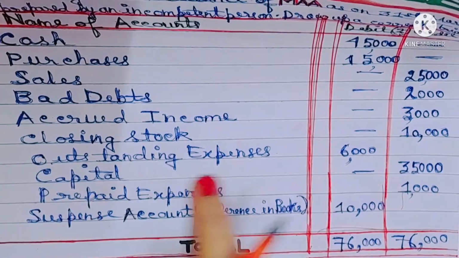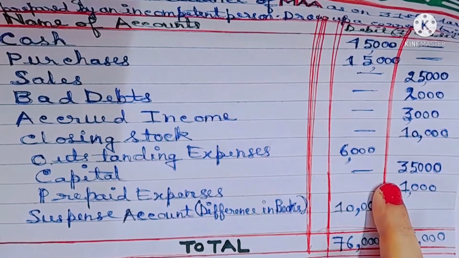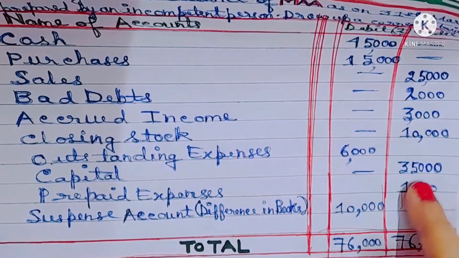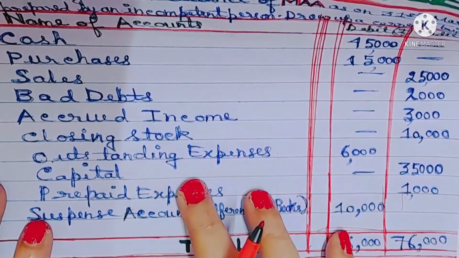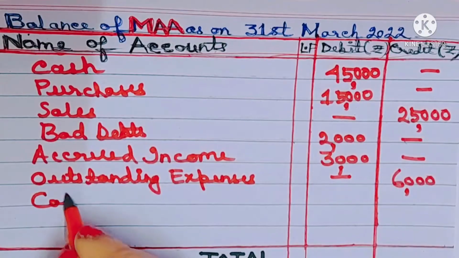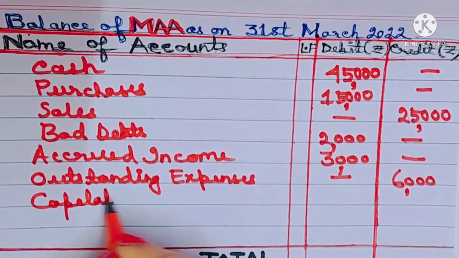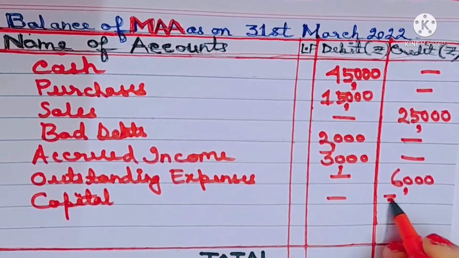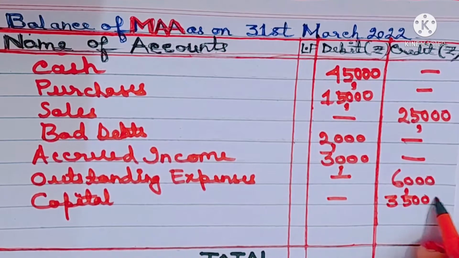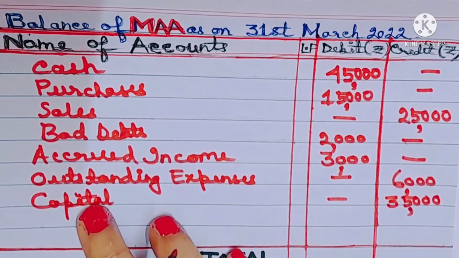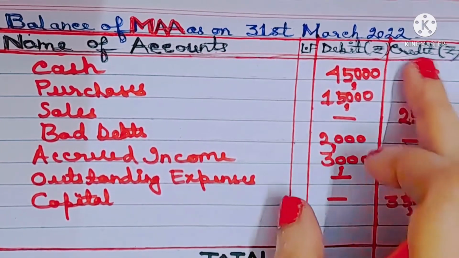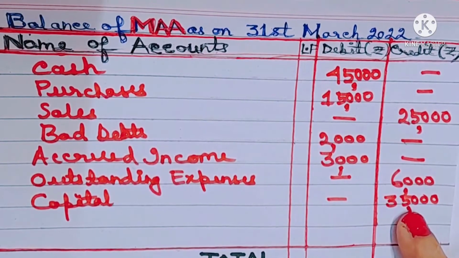The next account is capital 35,000. So it has been correctly written in the credit column. So let's write capital 35,000. Capital has a credit balance, and that is the reason we have written capital in the credit column.